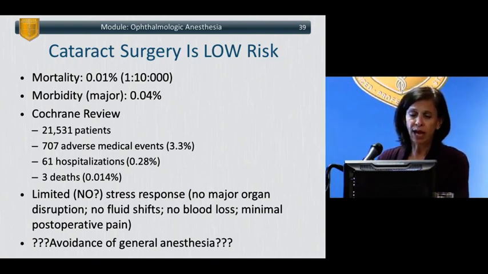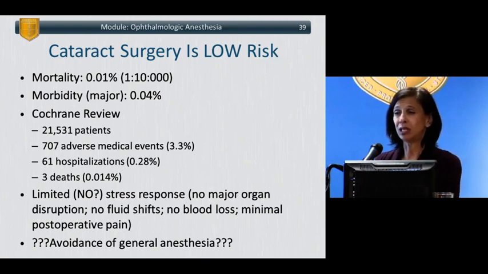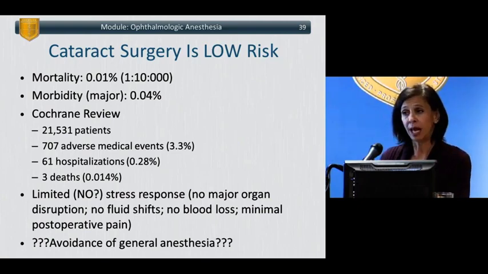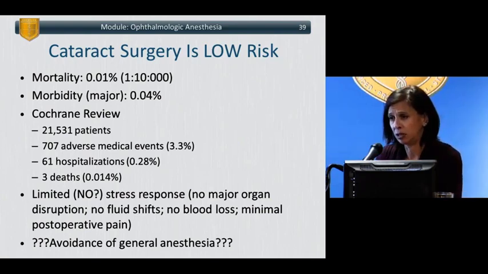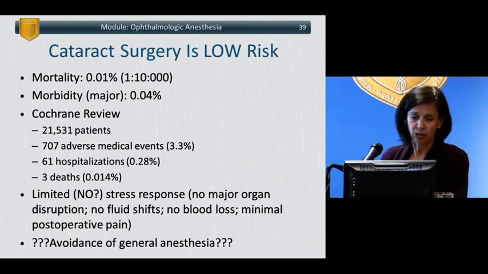This is probably due to the fact that there's limited, maybe no stress response, no major organ disruption, no fluid shifts, no blood loss, minimal postoperative pain. In fact, there's no reason to interrupt any of the patient's medications. We talked about how you shouldn't be stopping anticoagulants, antiplatelets. One should probably not even be stopping oral hypoglycemic medications because these patients can literally eat as soon as they are done with their cataract surgery.